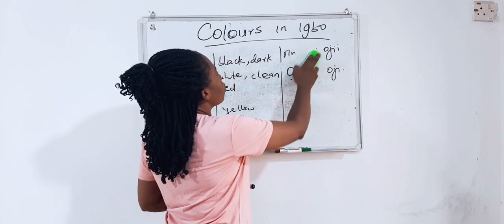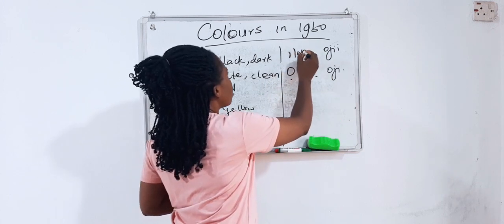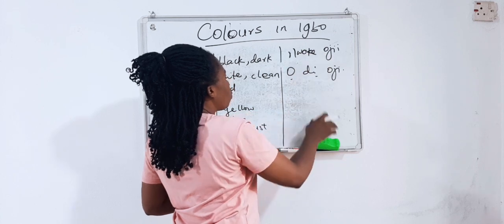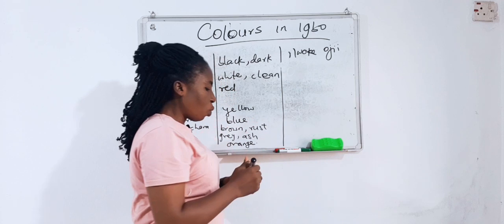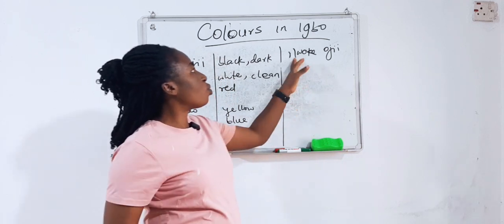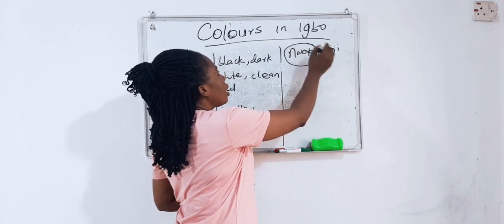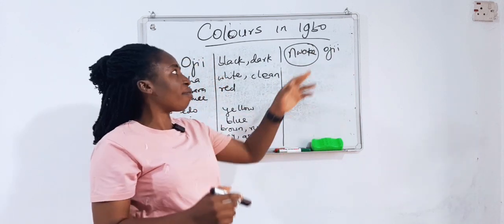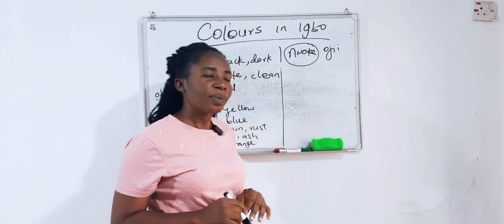So this could also be nwoke oji. So you see, you could just remove this nwoke and put anything here. Then oji means that whatever is before this oji is black in color. All right.